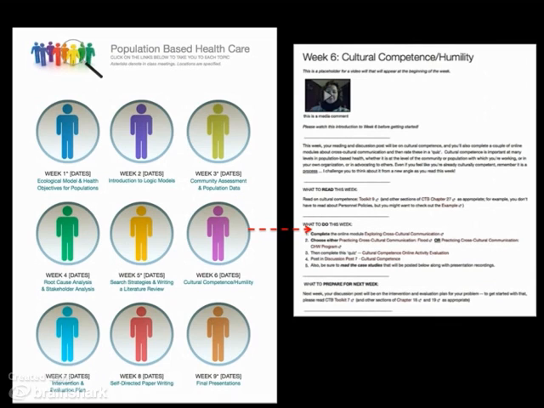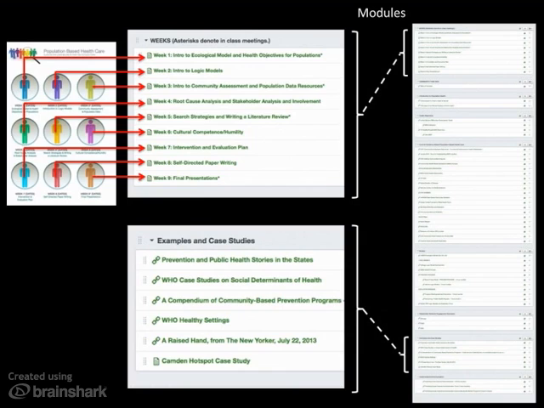This is Karen Cogill's population-based healthcare course. It's a hybrid course. Clicking on the icon for each week brings students to an overview page for that week's activities. But in this case, all of the material is not found within the modules, but rather grouped in other modules by type of resource.